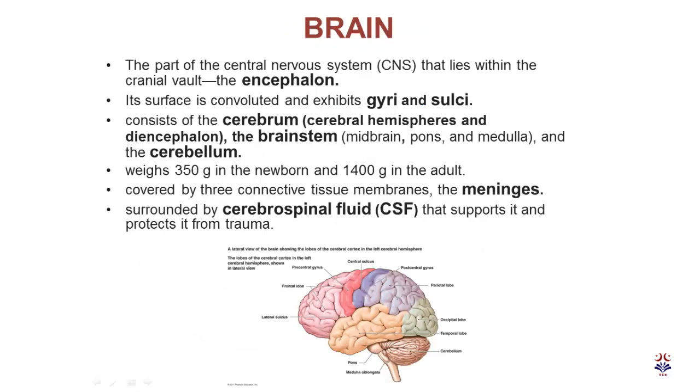Here we see what is brain. It is part of the central nervous system, as we have already discussed, but we consider the cerebrum, which consists of 2 cerebral hemispheres. And these are the features of the brain as a whole. Its weight in a normal adult is 1400 gram. It is covered by the meninges, and also it is surrounded by CSF.